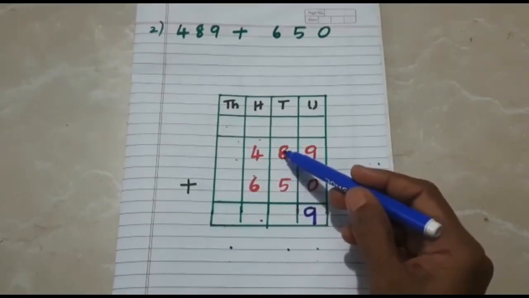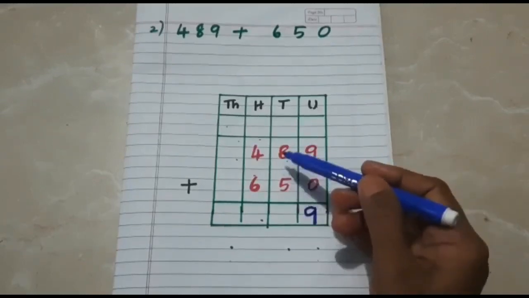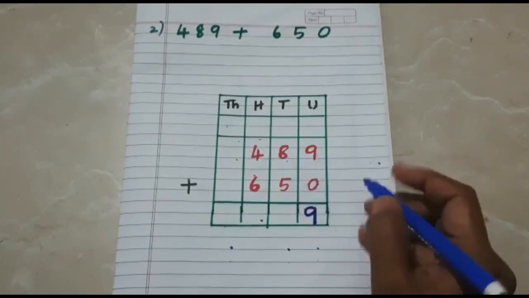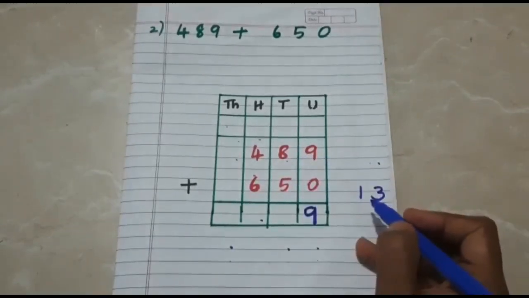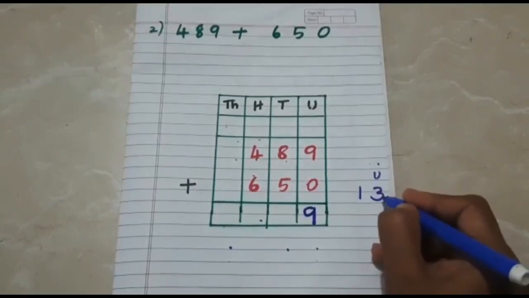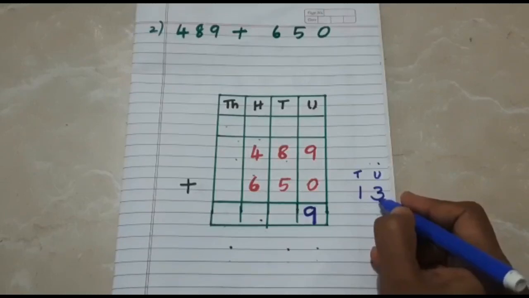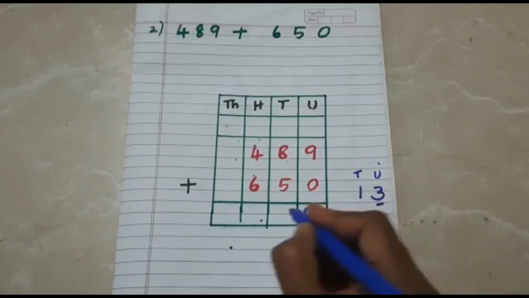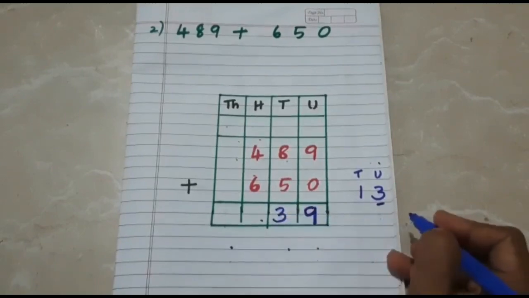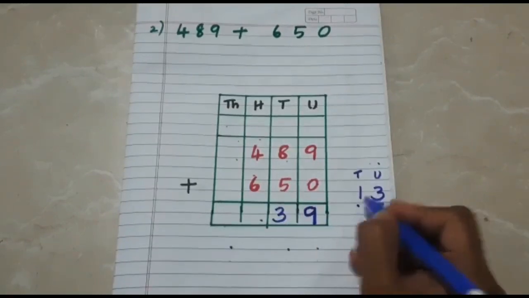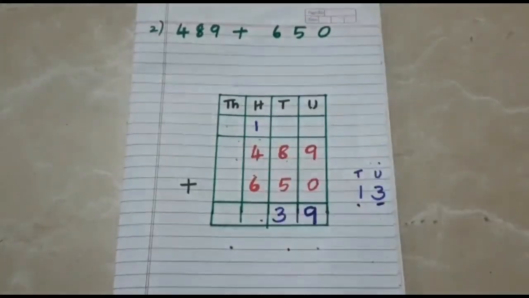Next is 8 plus 5. We finished with the units, now we are starting with the tens. 8 plus 5 is how much, children? It is 13. In this 13, 3 is in the units place and 1 is in the tens place. So I will write the digit which is in the units place, and this 1 I am going to carry over to the hundreds place.